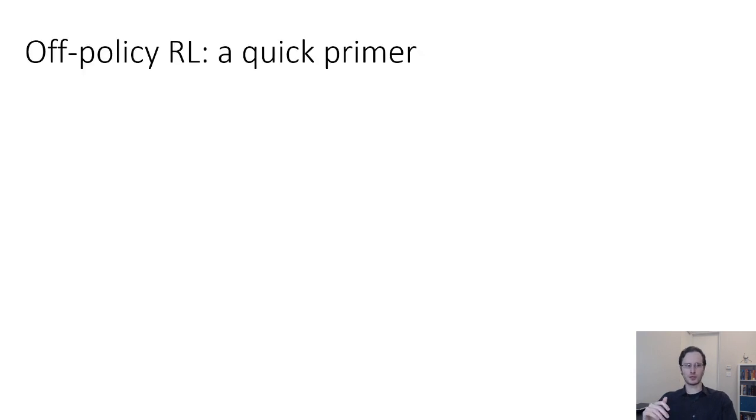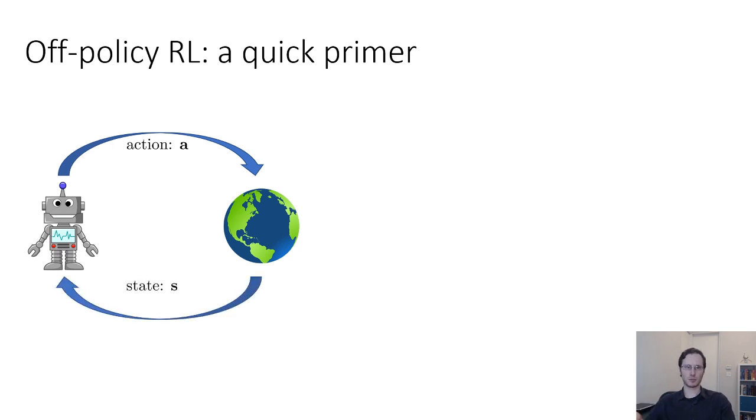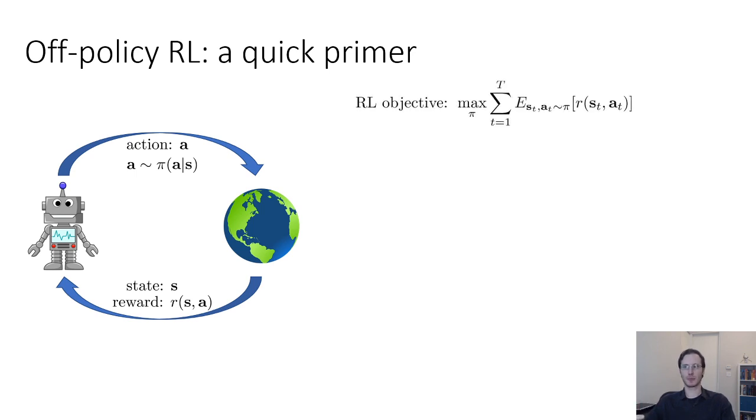So first, let's start with a quick primer on off-policy reinforcement learning. In a standard reinforcement learning problem, you have an agent that interacts with the world by selecting actions, and the world responds with states and rewards, the consequences of those actions. What the agent needs to do is select a policy, which I'm going to denote as pi of a given s. And that policy needs to be selected so as to maximize the reinforcement learning objective, which is the sum of expected rewards over all time.